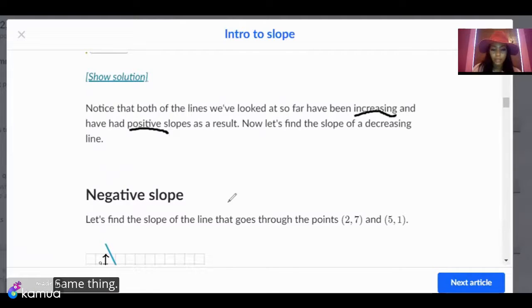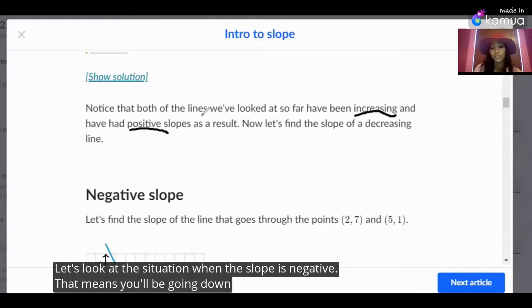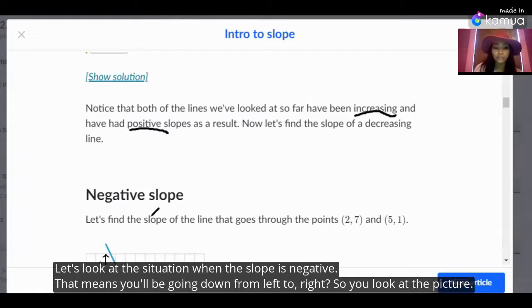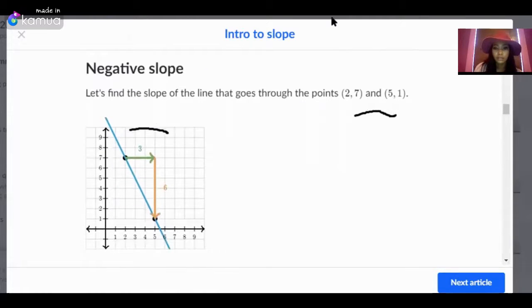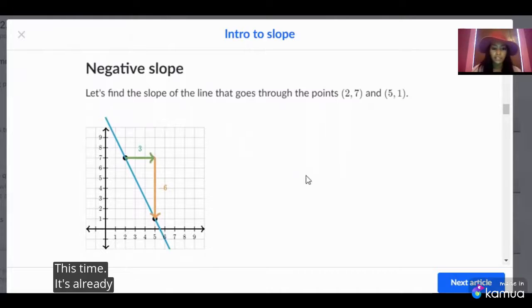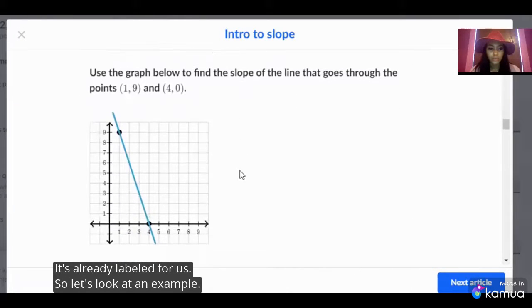Same thing, okay? Let's look at the situation when the slope is negative. That means you'll be going down from left to right. So you look at the picture here. Going down from left to right this time. It's already labeled for us. So let's look at an example here.